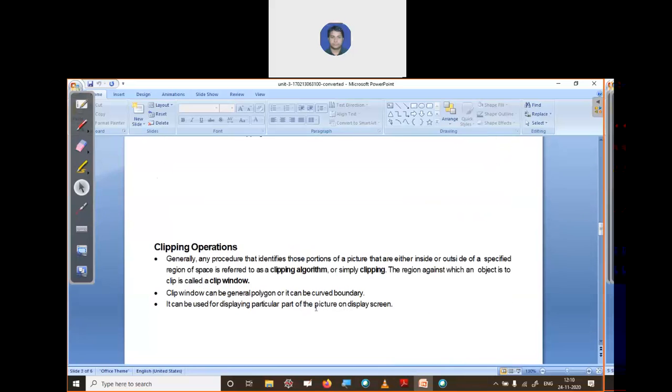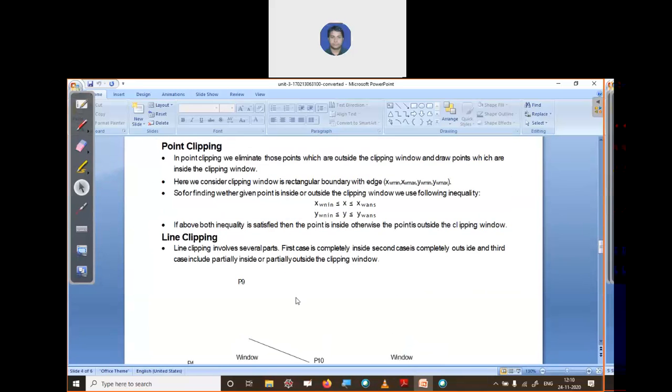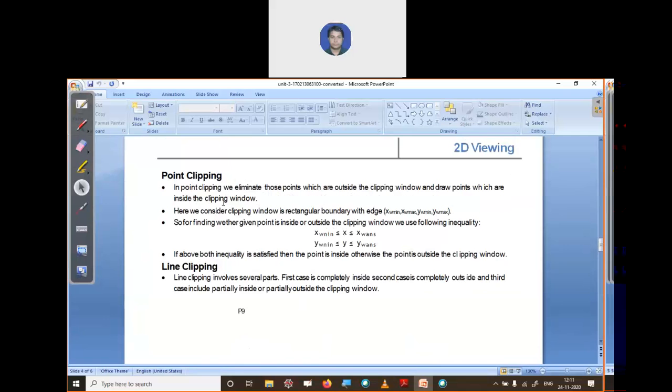In the clip operation, we have seen there are many kinds of clip operations. First is point clipping. In point clipping, we eliminate those points which are outside the clip window. We have a clip window and we determine the position of the point. If it is outside, we clip it, or if it is inside, we draw it or consider it for display.